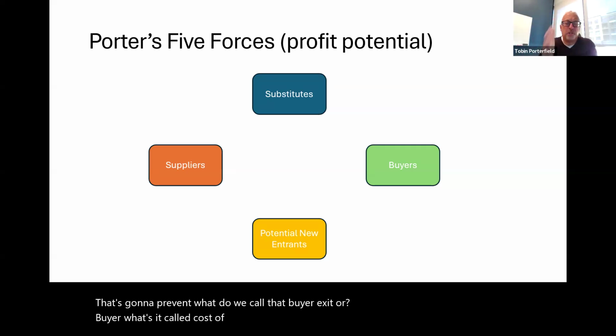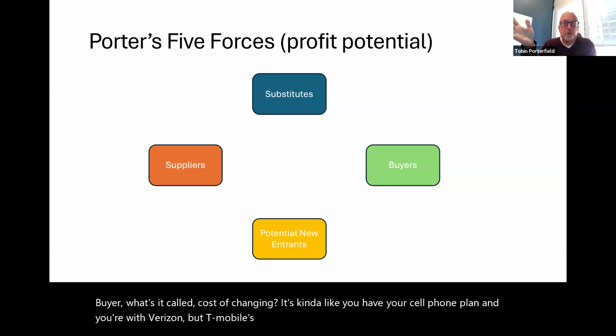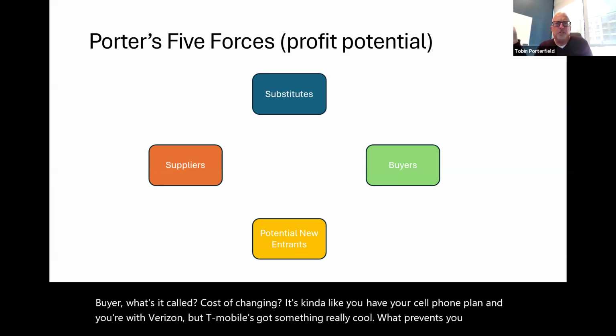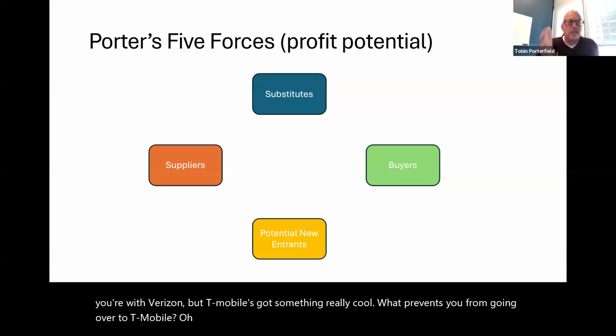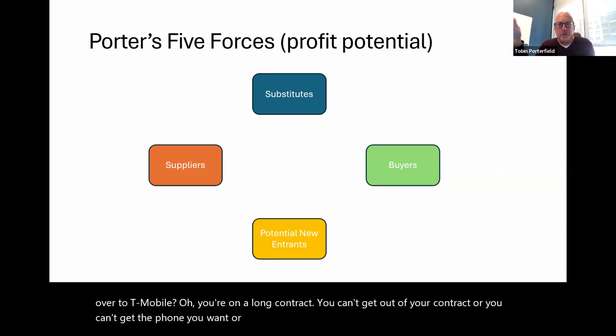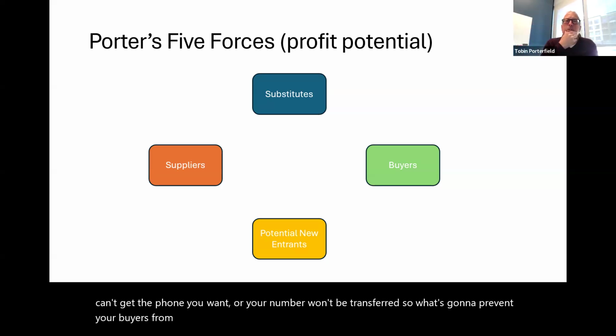It's kind of like you have your cell phone plan and you're with Verizon, but T-Mobile's got something really cool. What prevents you from going over to T-Mobile? Oh, you're on a long contract. You can't get out of your contract, or you can't get the phone you want, or your number won't be transferred. So what's going to prevent your buyers from drifting to these new entrants?